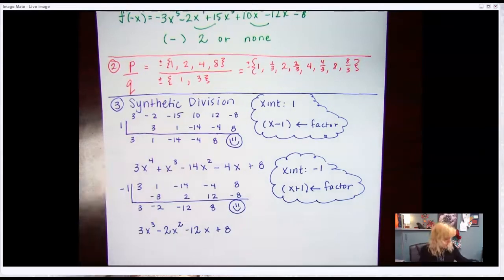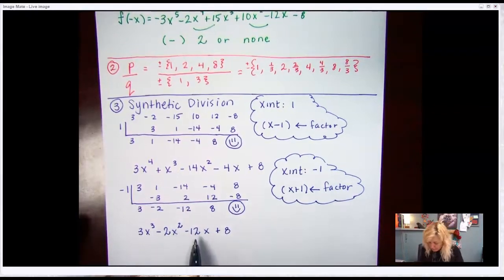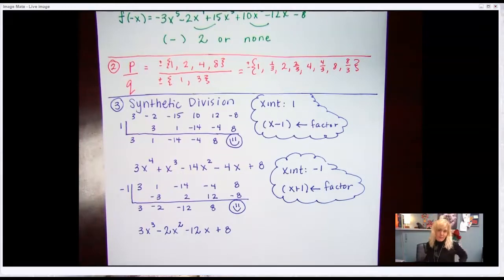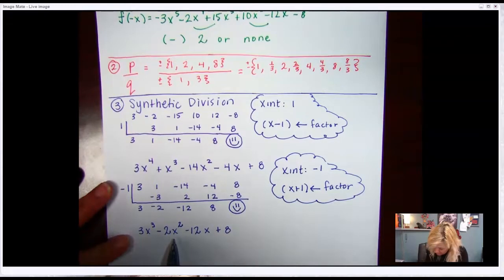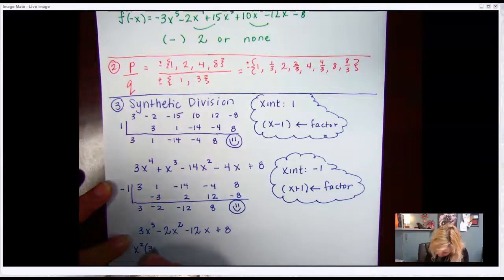And then from here, I'm going to see if I can do factor by grouping. I do have an even amount of terms. 1, 2, 3, 4. I'm going to try to do factoring by grouping and see if it works out. So I'm going to look at these 2 terms. I can take out an x squared. So that's going to be 3x minus 2.